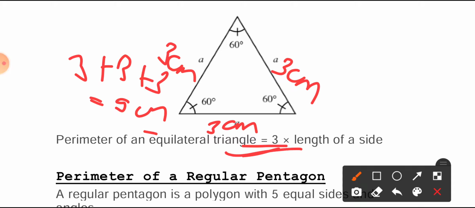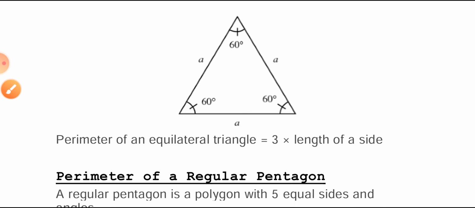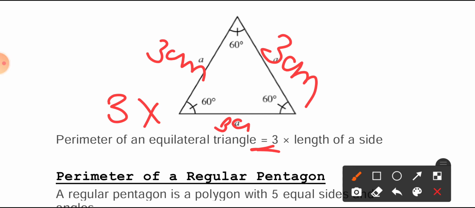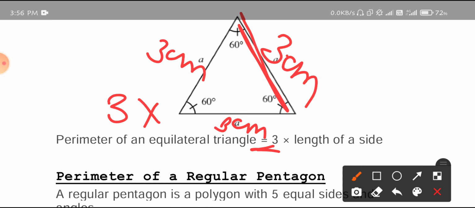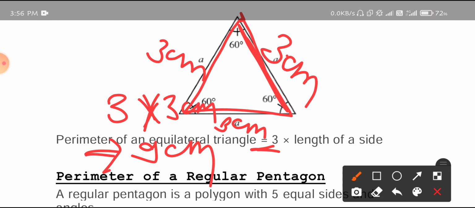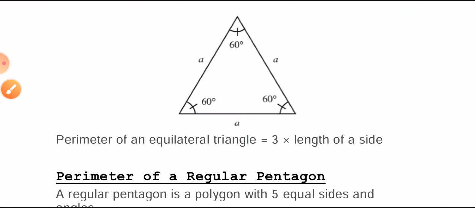But if you want to find using this formula, then how can you find the perimeter? See, how many sides are there? 3. And what is the length of one side? एक साइड कितने सेंटीमीटर की? 3. सो मल्टीप्लाई 3 by 3 सेंटीमीटर which is equal to 9 centimeter. Means without adding all the sides, using this formula we can directly find the perimeter of a given figure.